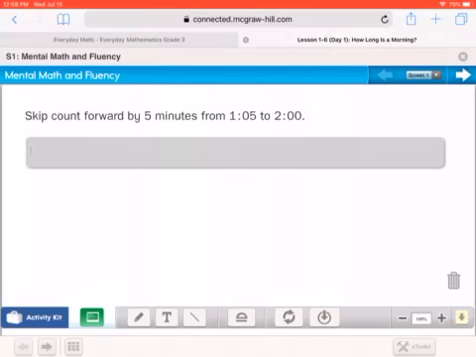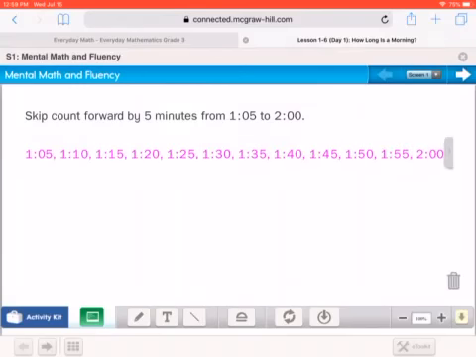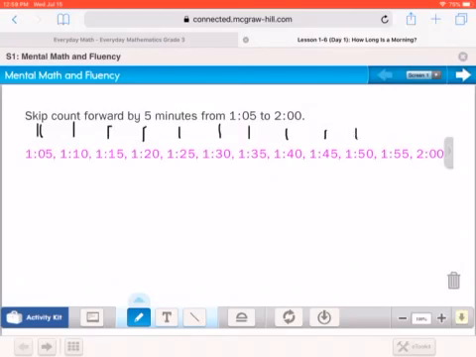Okay, so to get our brain focused on elapsed time today, I want us to practice skip counting together. So I'm going to open this up, and I'm going to point as we skip count by 5 minutes together. Are you ready? 105, 110, 115, 120, 125, 130, 135, 140, 145, 150, 155, 2 o'clock.